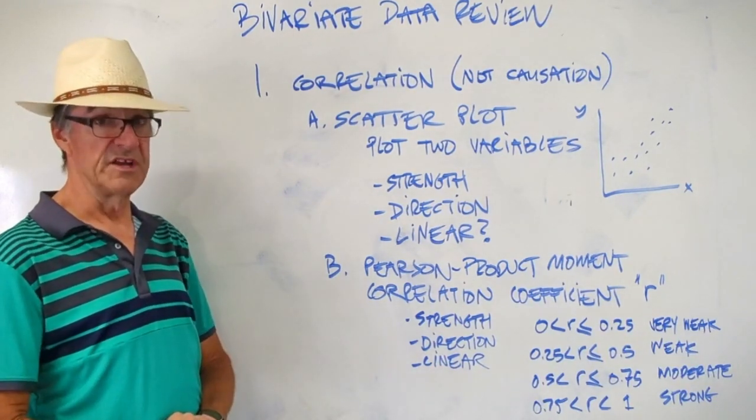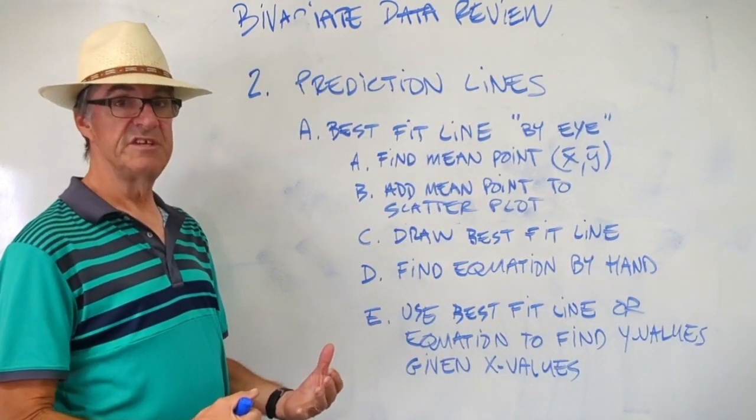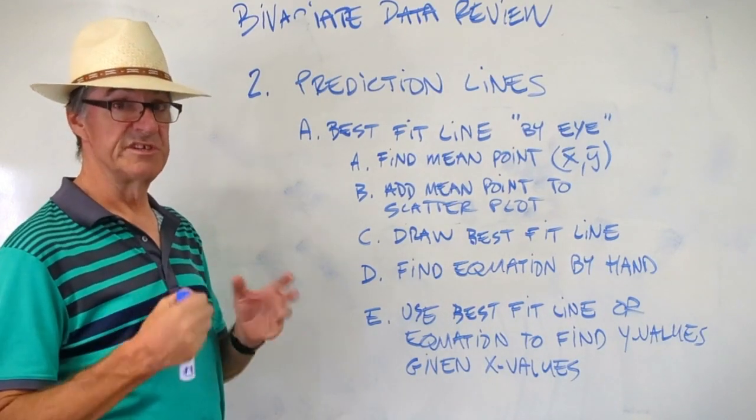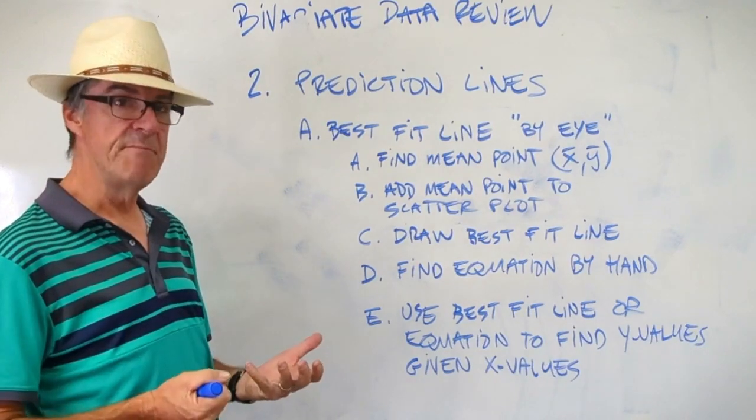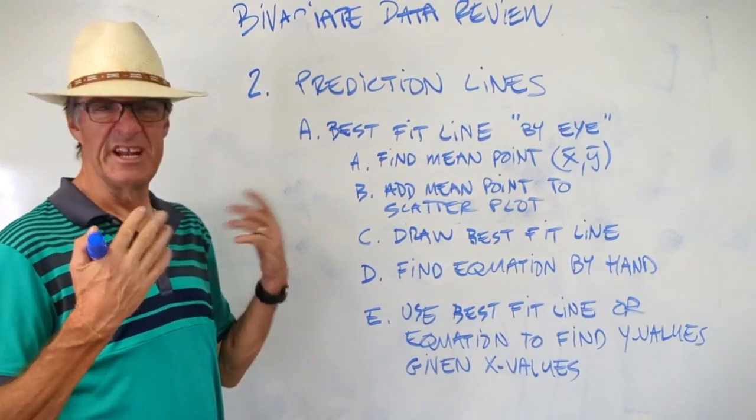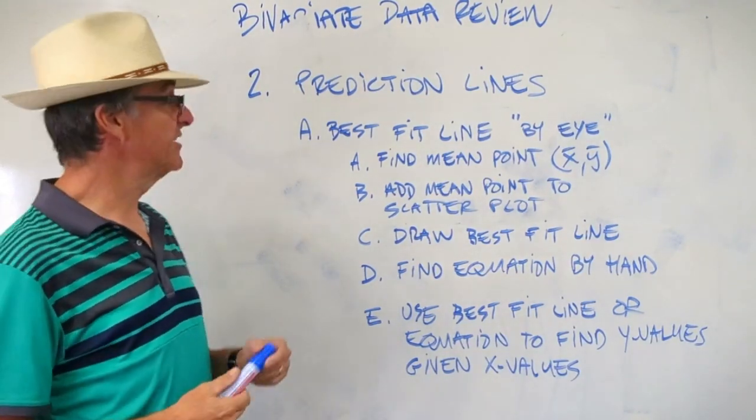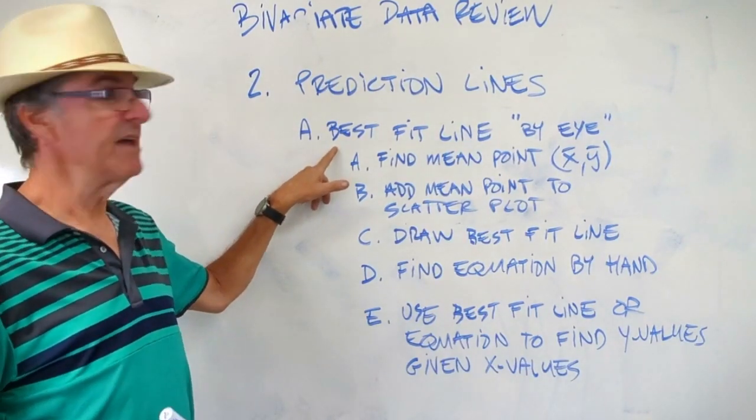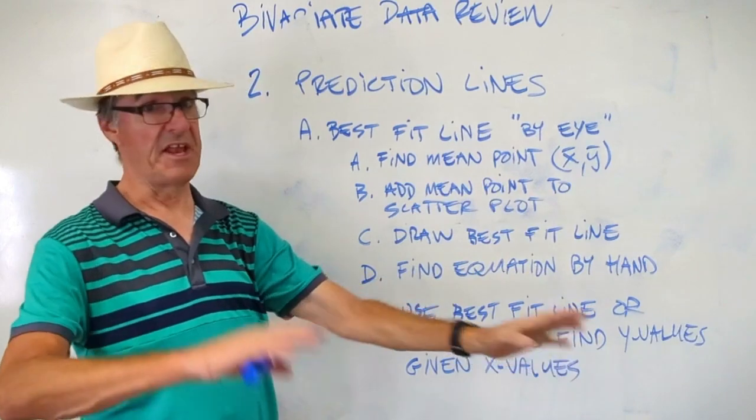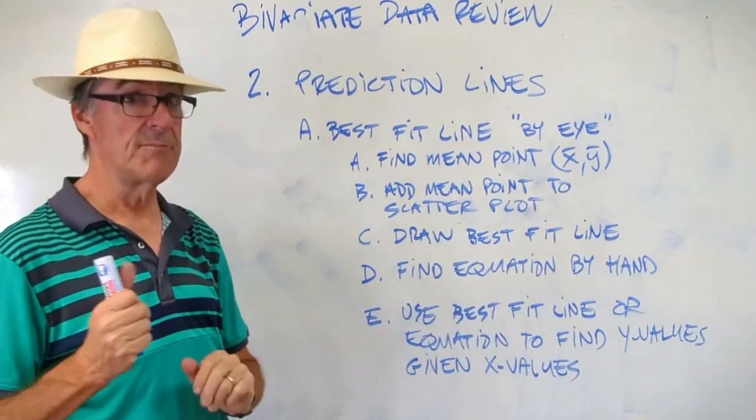The next thing we did is we did some predictions, and we made some prediction lines in 2 ways. First way was a real manual method. So what we had is you'll get a table of data with your X and Y values, and what you're going to need to do is make a best fit line by eye. So this is a non-calculator problem.